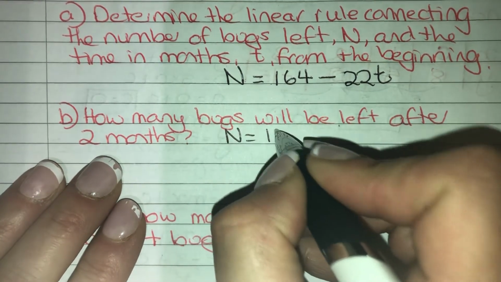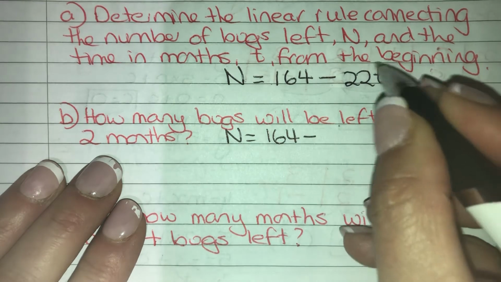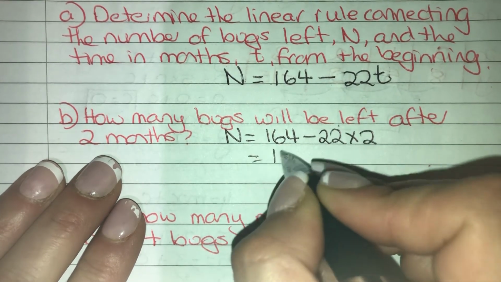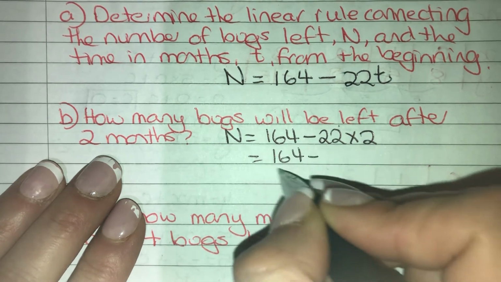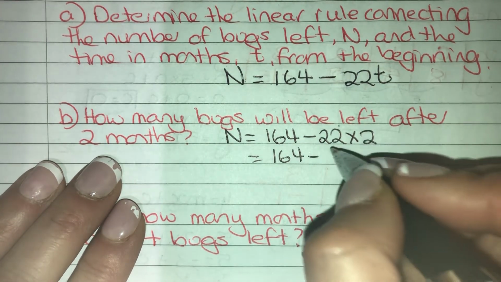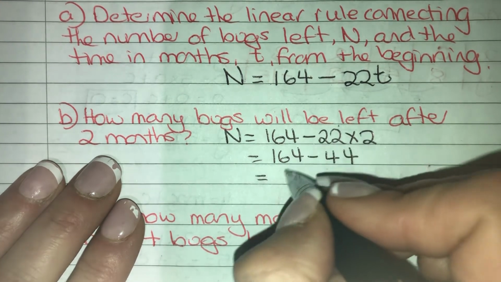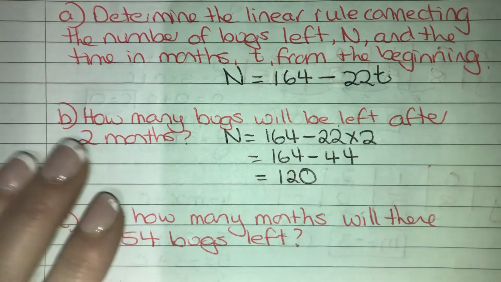How many bugs will be left over after 2 months? Now we plug in the values. T now is not T, it is 2 months. So you started with 164. 2 months has gone by, that's 44 bugs that are dead. So now there's 120 bugs left.